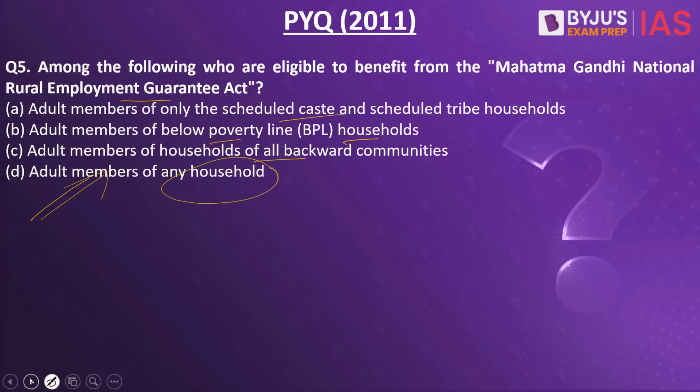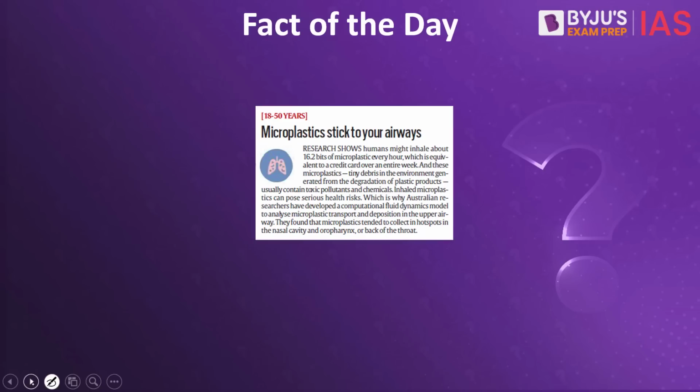Now let's look into the fact of the day. The fact of the day for today's discussion is microplastics. What are these microplastics? Microplastics are small plastic particles that are present in the environment. So basically all plastic that measures less than 5 millimeters is called microplastic. So anything which measures less than 5 millimeters, that is what is called microplastic.